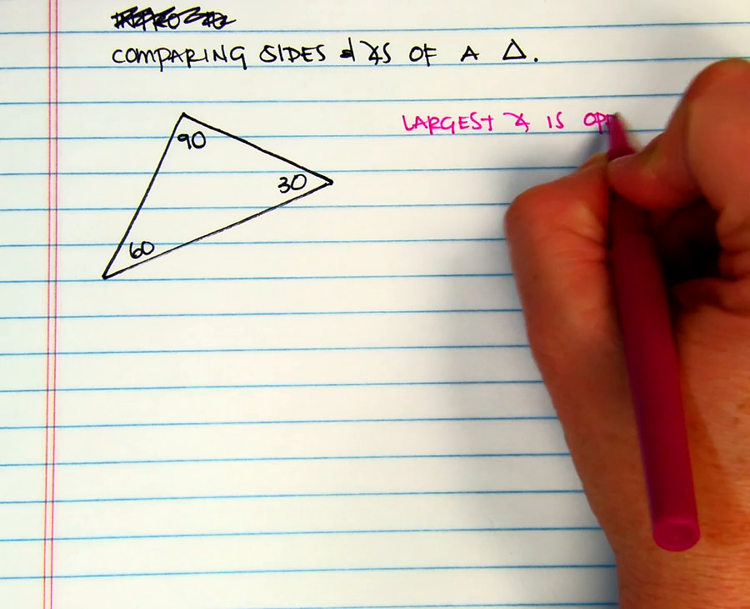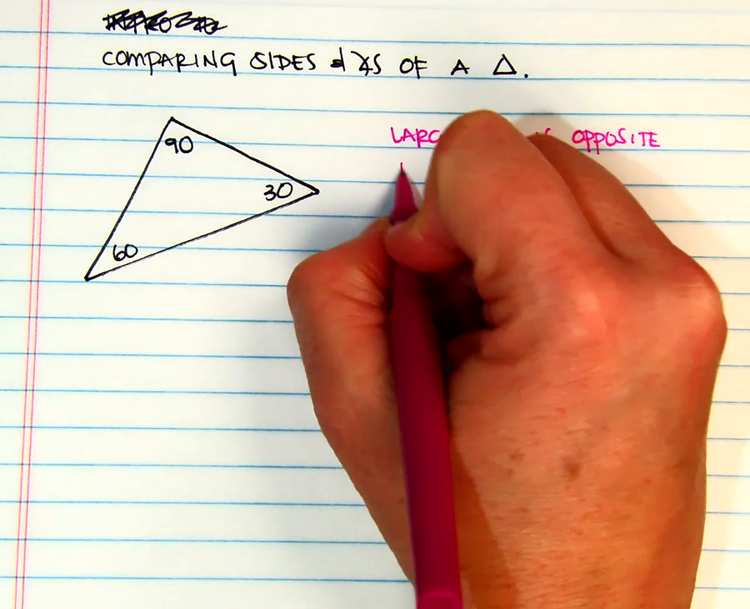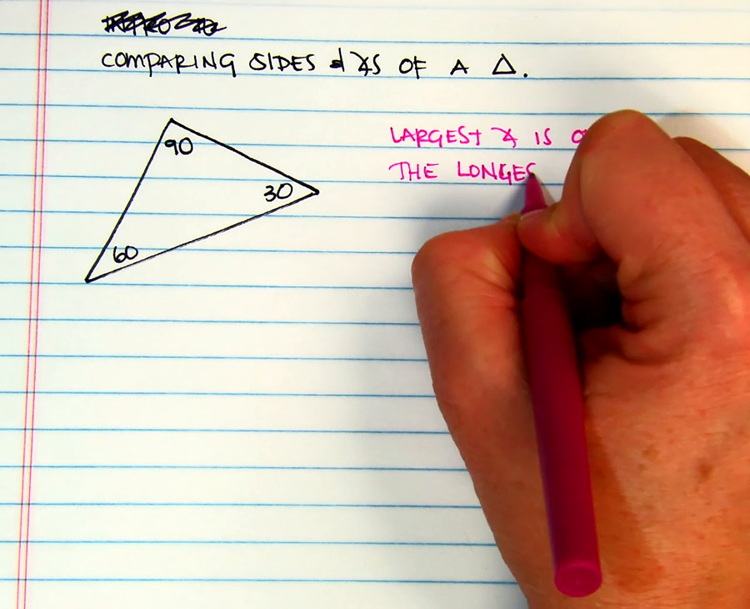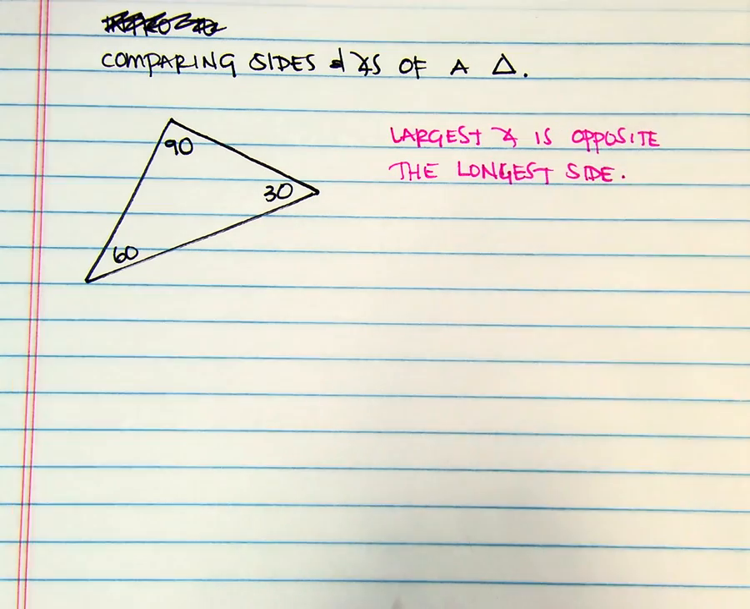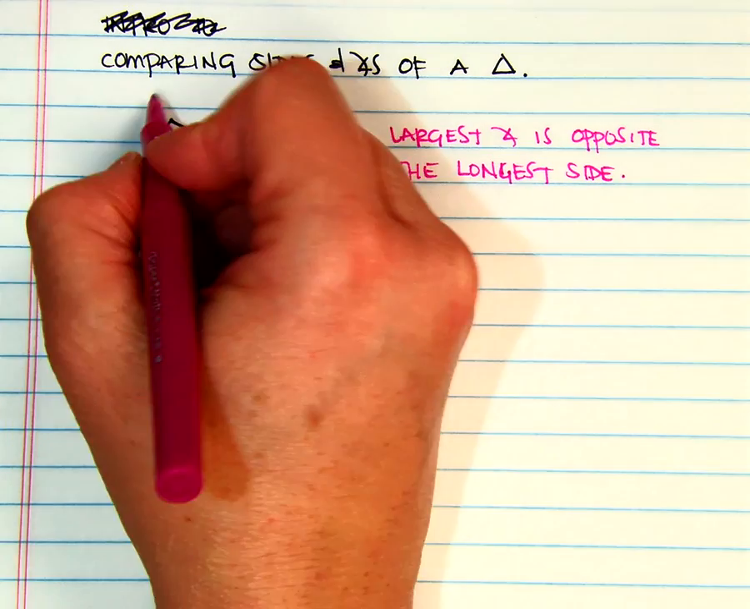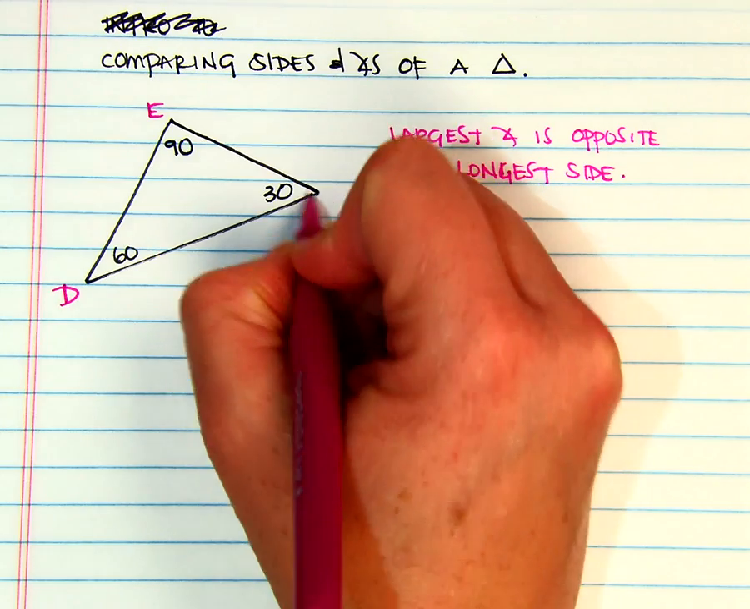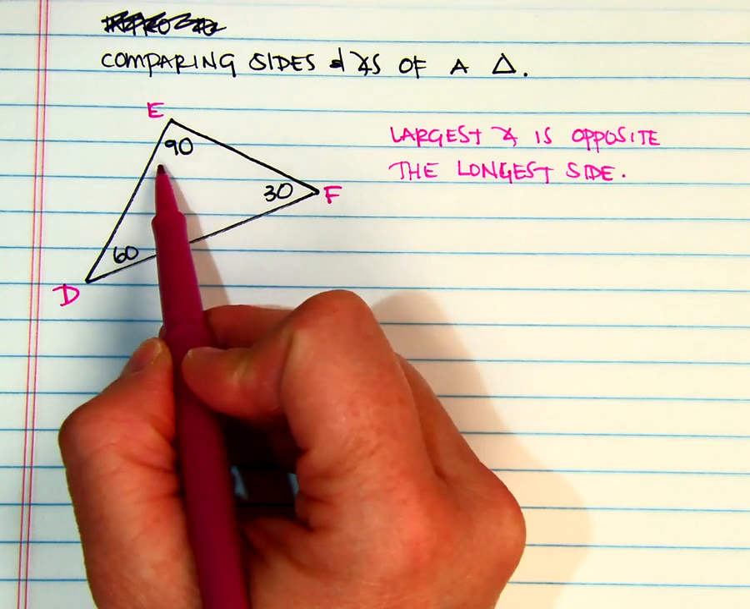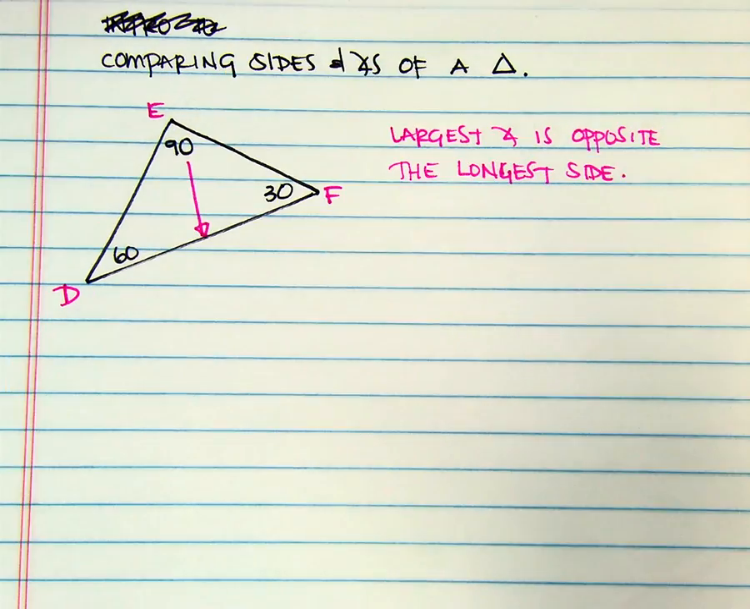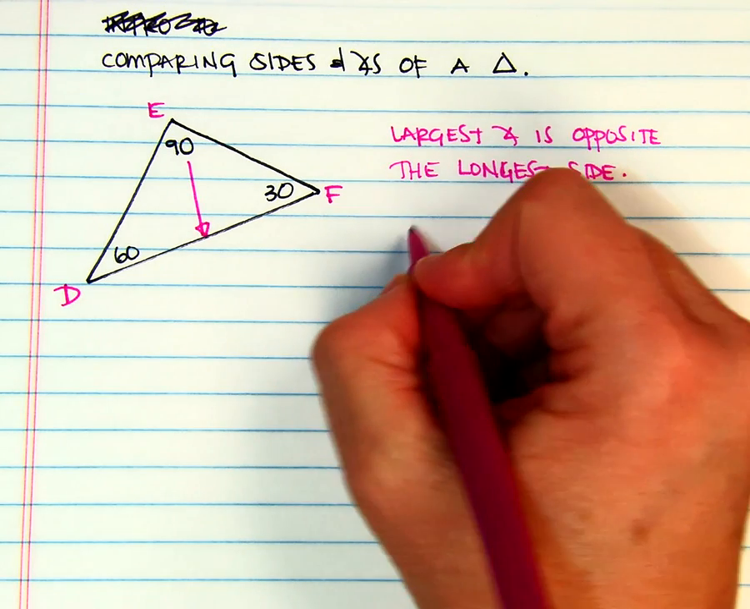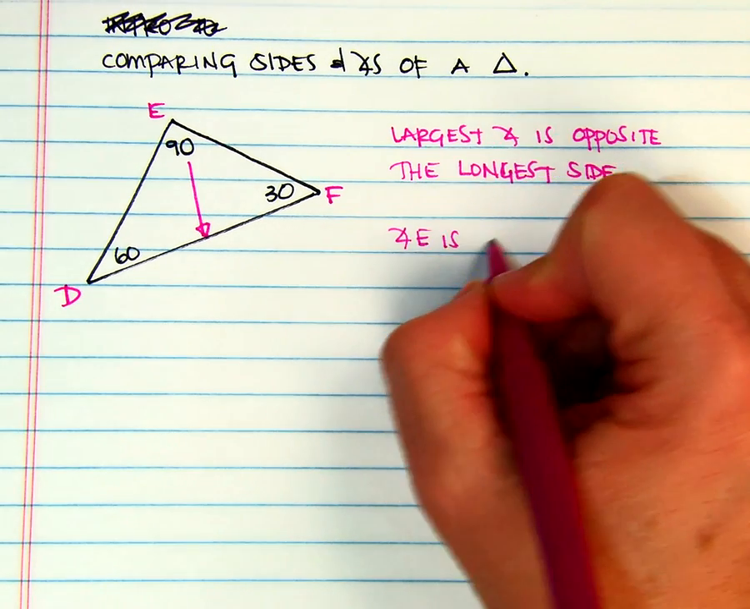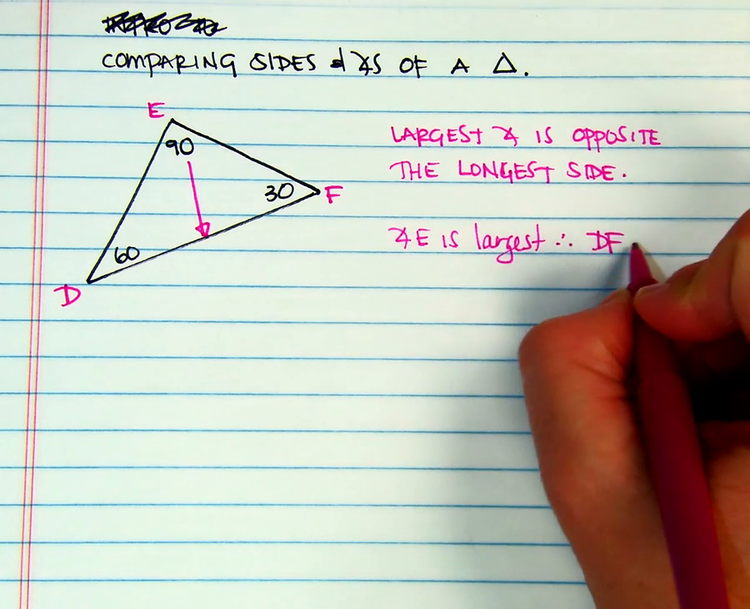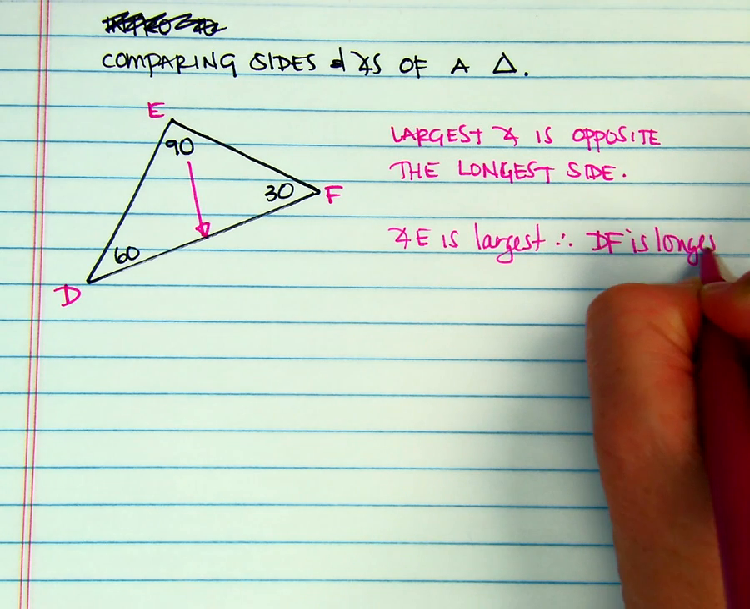That is a review. What we are learning now is the fact that the largest angle is opposite the longest side. Even though I don't have any measurements, I'm going to put this as D, E, and F. I know because out of my three angles, 90 is the largest, then that means that DF would have to be the longest. So angle E is largest. Therefore, DF is the longest.